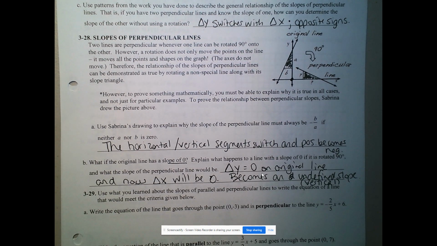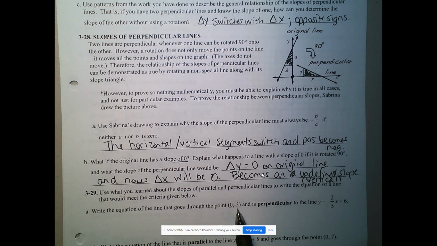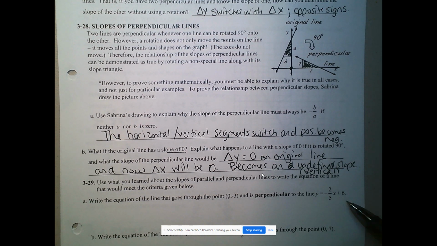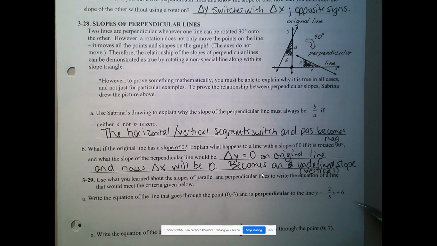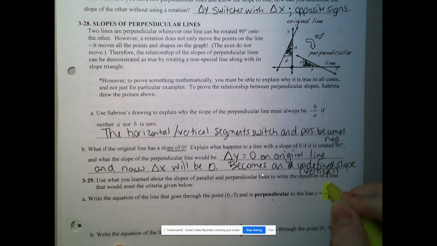Use what you learned about the slopes of parallel and perpendicular lines to write the equation of a line that would meet the criteria given below. Write the equation of the line that goes through point (0, -3), and is perpendicular to the line y = -2/5 x plus 6. So the first thing that's important is that it's perpendicular. So the slope of the line that's in the equation that we have right now is -2/5.